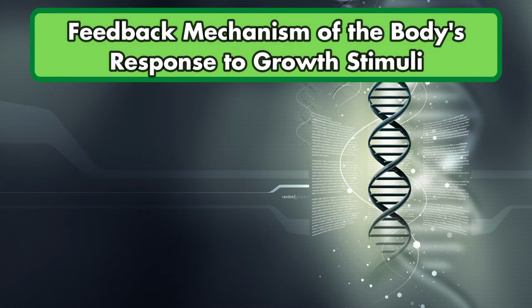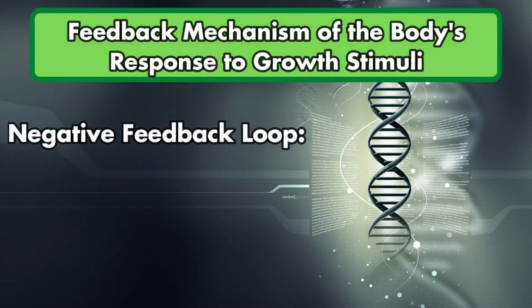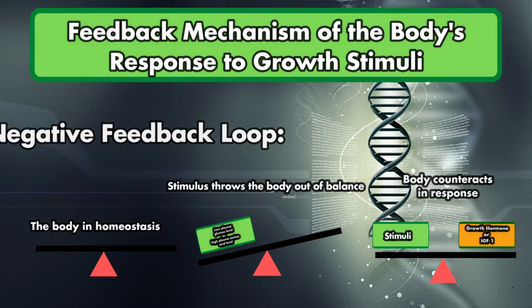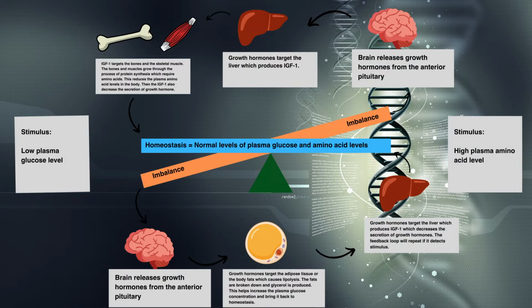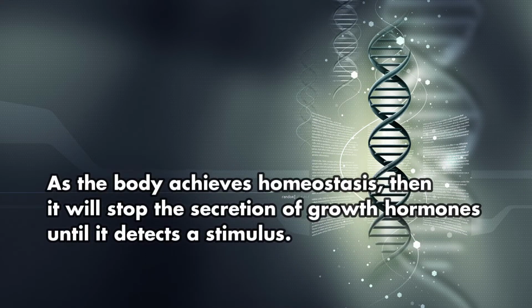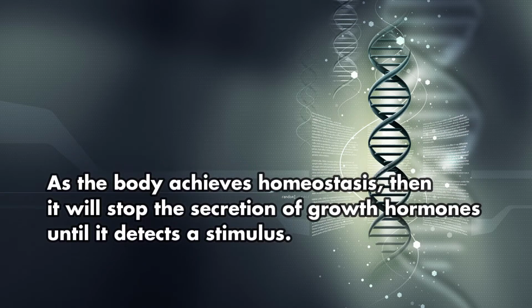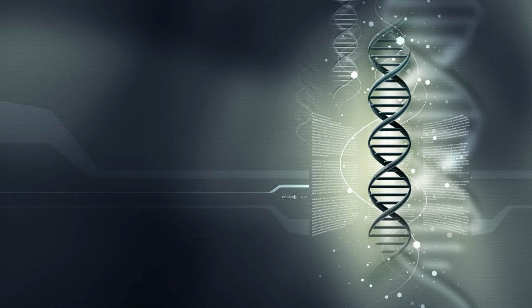To wrap up the video, the body's response to growth stimuli is an example of a negative feedback loop. It counteracts the imbalance in the body and brings it to homeostasis by inhibiting or removing the stimuli, which are a low plasma glucose level and a high plasma amino acid level. The stimuli are removed as they are brought back to their normal state. As the body achieves homeostasis, then it will stop the secretion of growth hormones until it detects a stimulus.